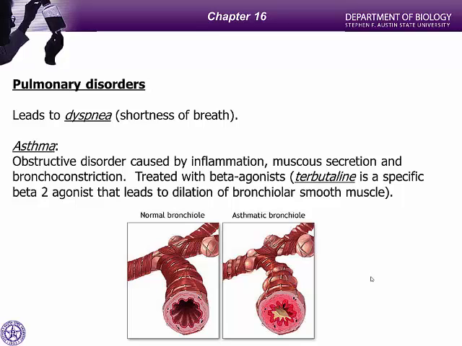Now, in many instances, we have rescue inhalers, and we've already talked about the albuterol inhalers. We can also have inhalers that might be terbutaline, and this is a specific beta-2 agonist. And remember, those beta-2 receptors, part of the sympathetic nervous system, will lead to smooth muscle dilation and an easier time in breathing.